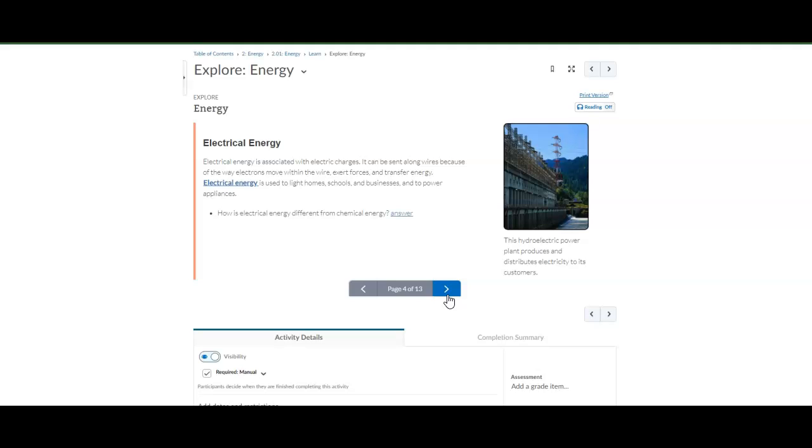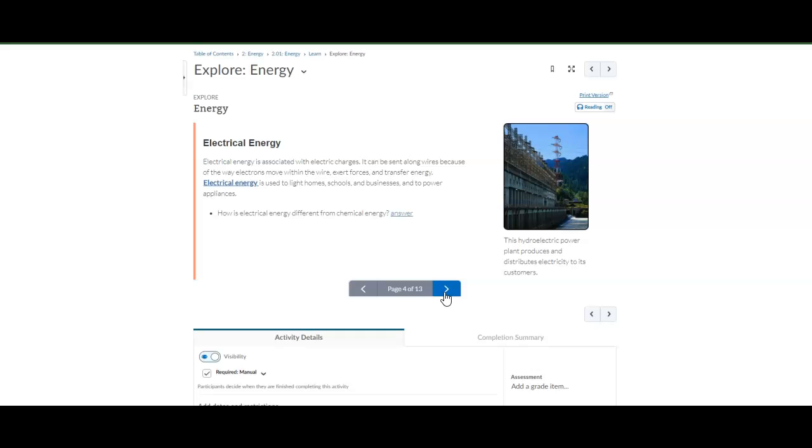And question 4 says, what are sound and light energy? And then number 5 is, what is electrical energy? So electrical energy is associated with electric charges. It can be sent along wires because of the way electrons move within the wire, exert forces, and transfer energy. Electrical energy is used to light homes, schools, and businesses, and to power appliances.